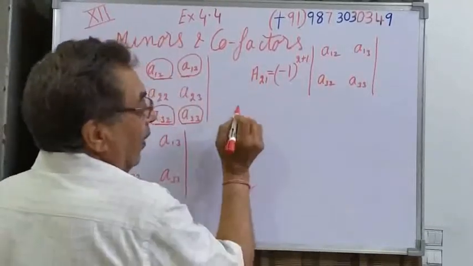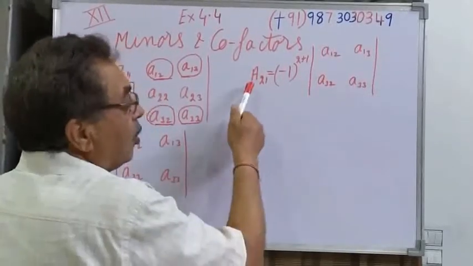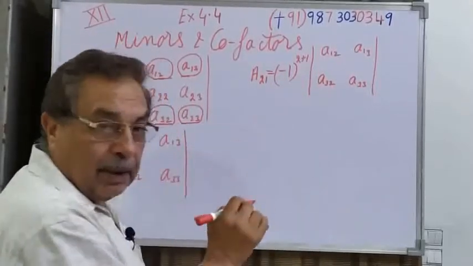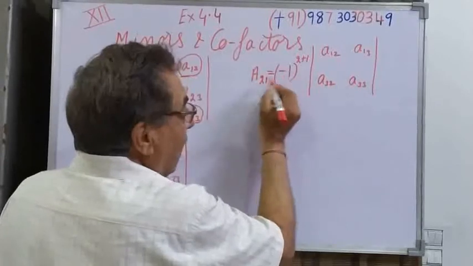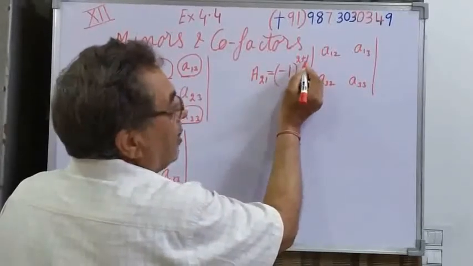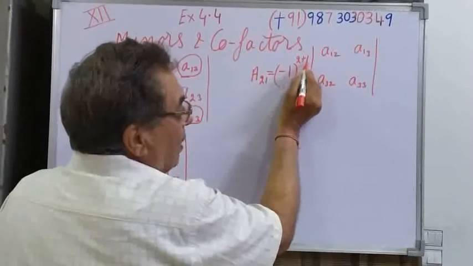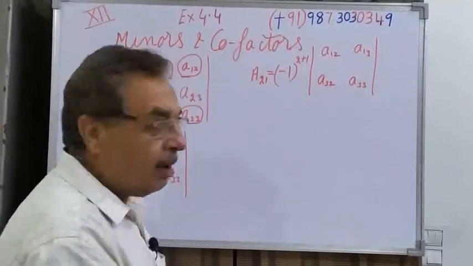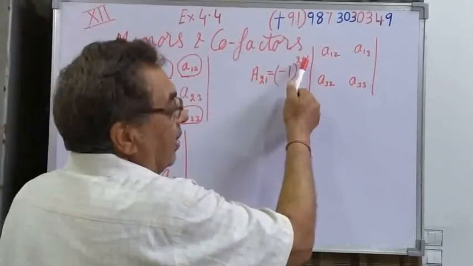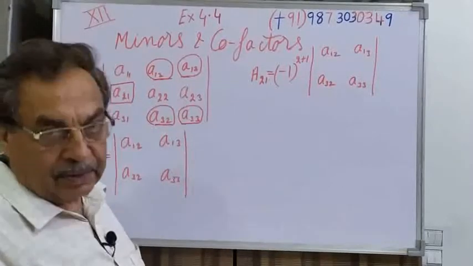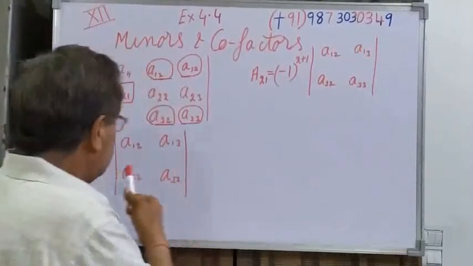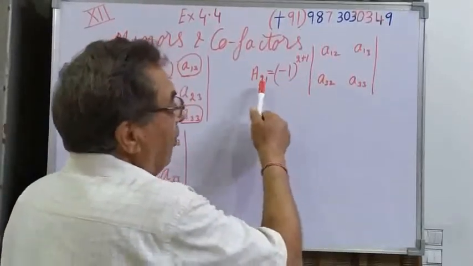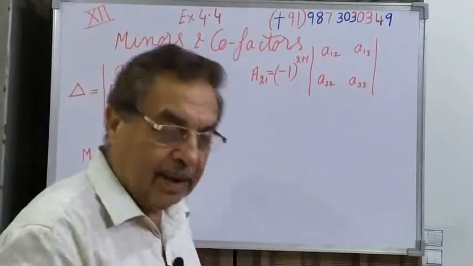So what is the cofactor? Generally we represent it by capital A. So cofactor of A21, capital A21, just put up the minus sign here, minus 1, and raise the power to i plus j. I plus j means row plus column. Now 2 plus 1 is 3. Minus 1 raised to odd power 3 will get the negative sign. So this minor M21 with the negative sign will be called the cofactor of A21.